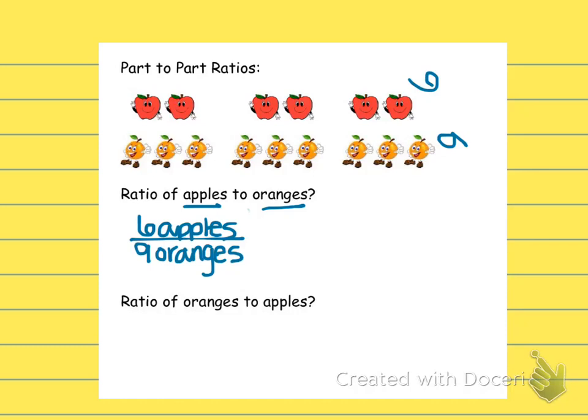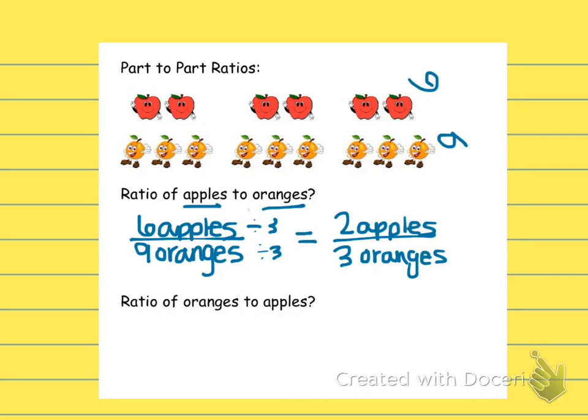Now, because this is in fraction form, we will need to simplify. So our part-to-part ratio of 6 apples to 9 oranges, I can simplify by dividing by 3. 6 divided by 3 is 2 apples. 9 divided by 3 is 3 oranges. And that is our part-to-part ratio for the first example.